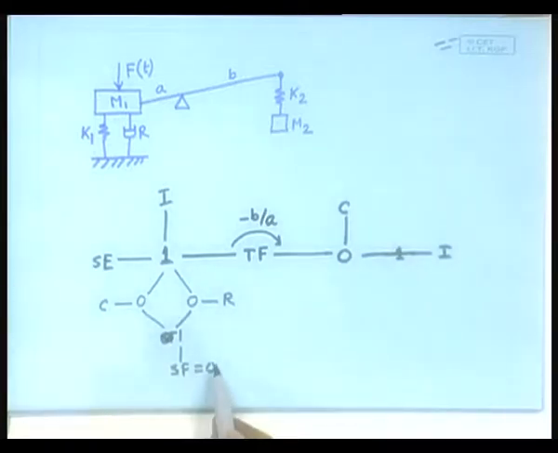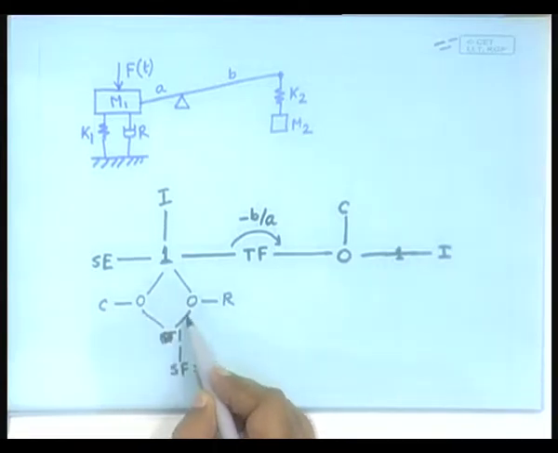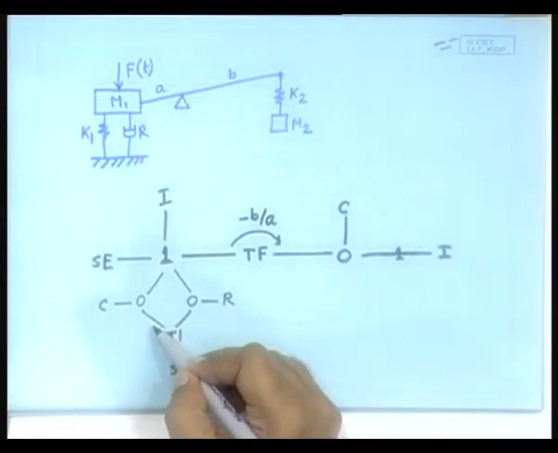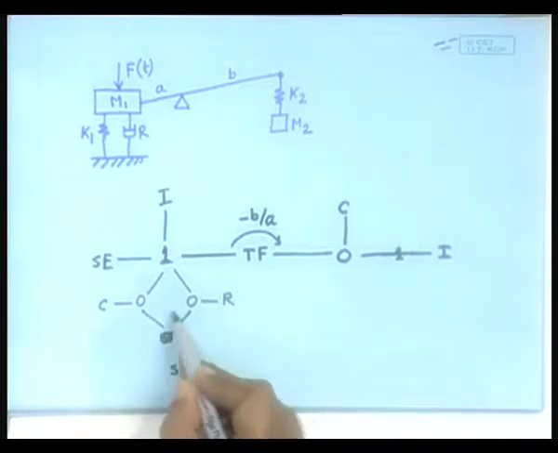Notice a few other things. Here the source of flow is 0, which means this bond carries no power. If this bond carries no power and here is a one junction, the flow is 0 here, the one junction will equalize the flow, which means in these two bonds also the flow will be 0. If the flow in these two bonds is 0, then obviously the power is also 0. So, if power is not flowing, there is no point in putting the bonds. So, this part is actually unnecessary.